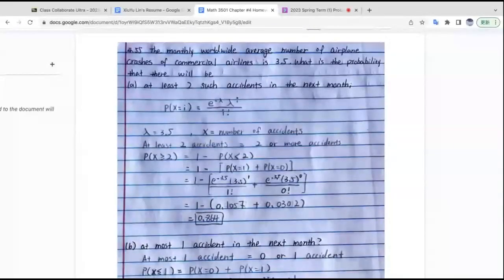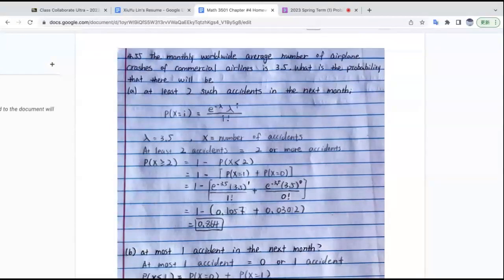Okay, so I'm going to present question number 55 on chapter 4. The monthly worldwide average number of airplane crashes of commercial airlines is 3.5. What is the probability that there will be A, at least 2 such accidents in the next month? In this question, we use the Poisson distribution. By the question, we know that lambda is 3.5, and x here is the number of accidents. So at least 2 accidents also means 2 or more accidents.